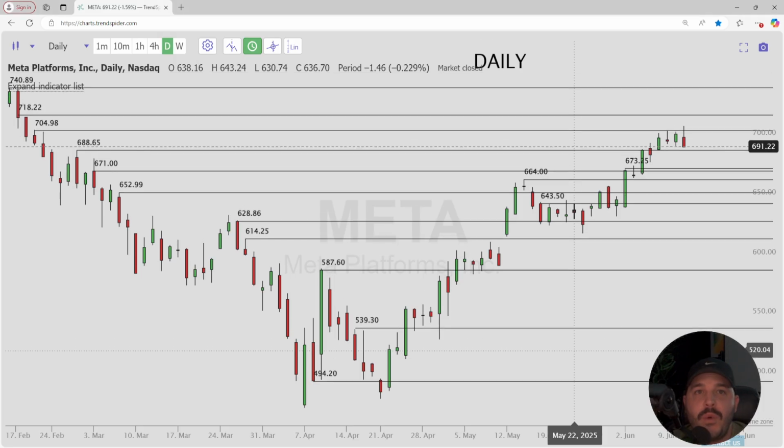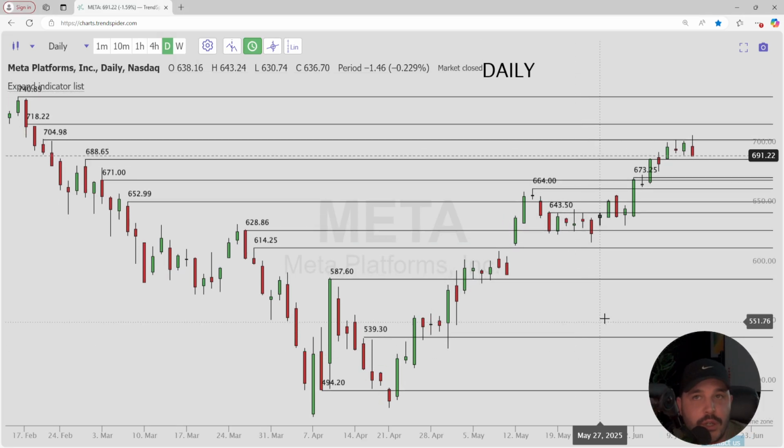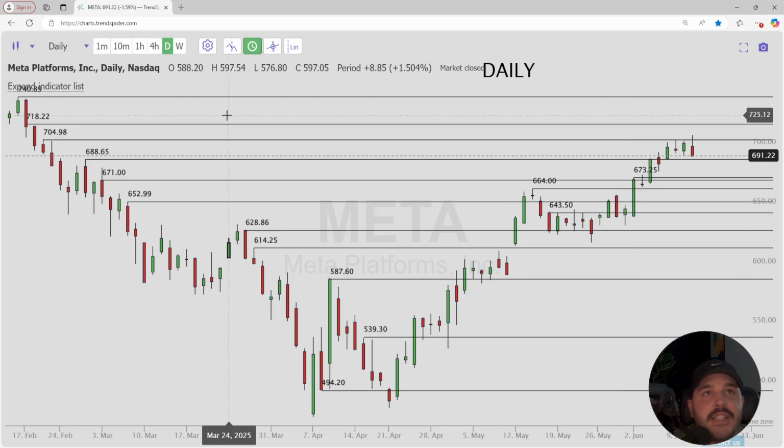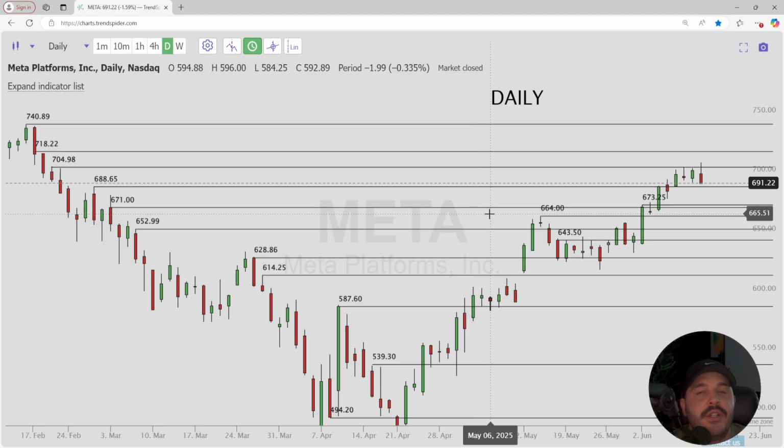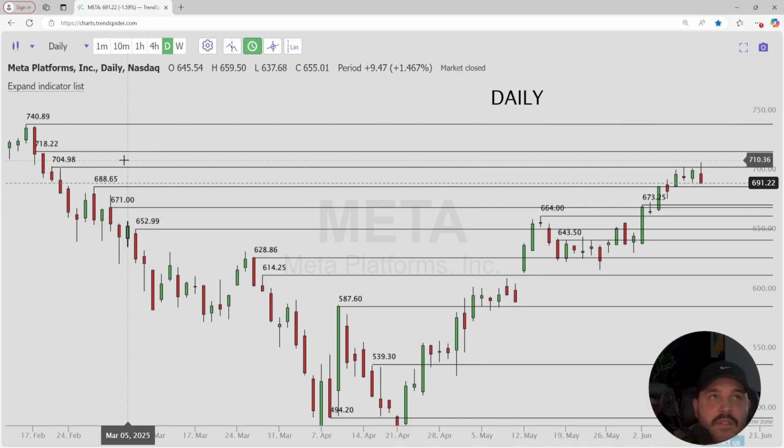Now, what do we do for those who have joined, for those who are new? What do we do first? You're correct. We zoom out and we look to the left. So we're here on the daily chart on Meta. What are we looking at? What are the things we're trying to find? We're always trying to find the levels to know.